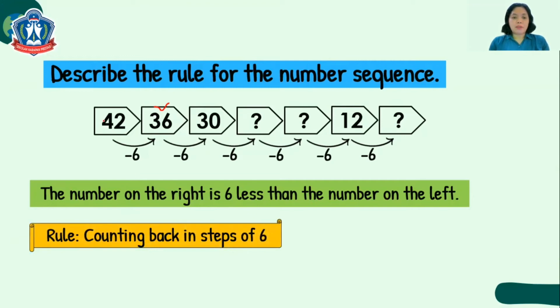So 42 counting back by 6 is 36. Counting back by 6, 30. If we count back from 30 by 6, that is correct, 24. And we count back by 6, that is 18. And we count back from 18, that is 12. And therefore, the missing one on the right is 6. So this is how to find or describe the rule for the number sequence.